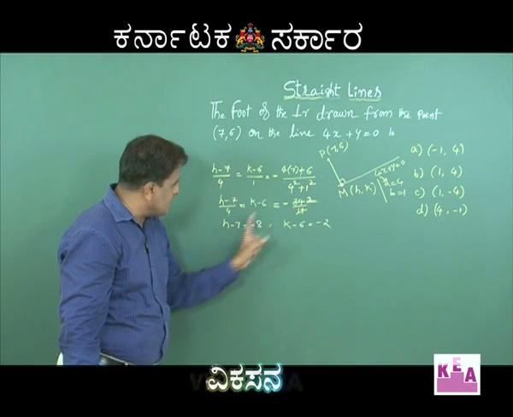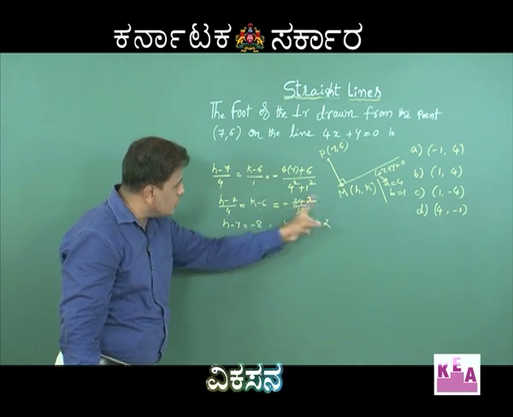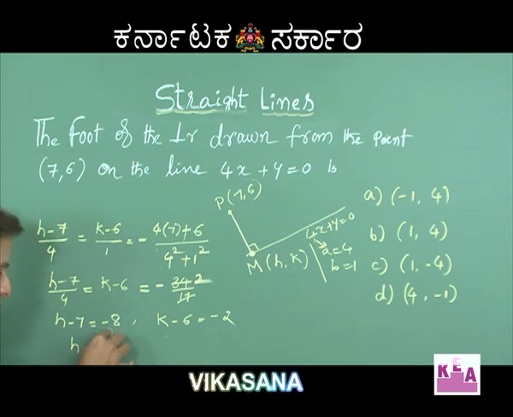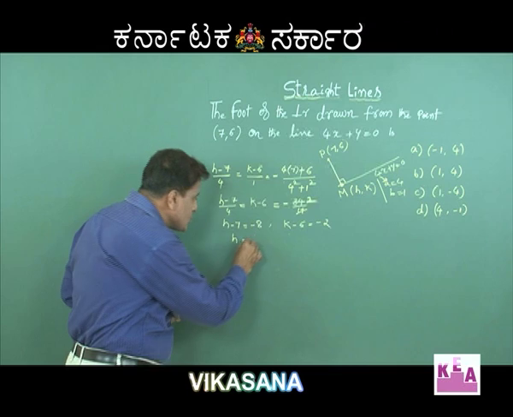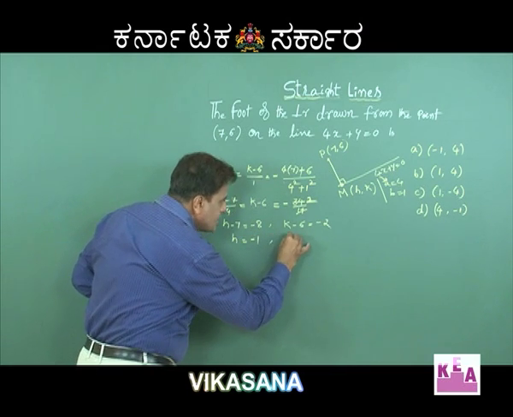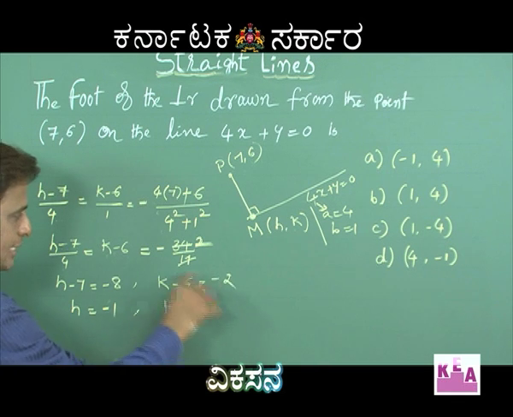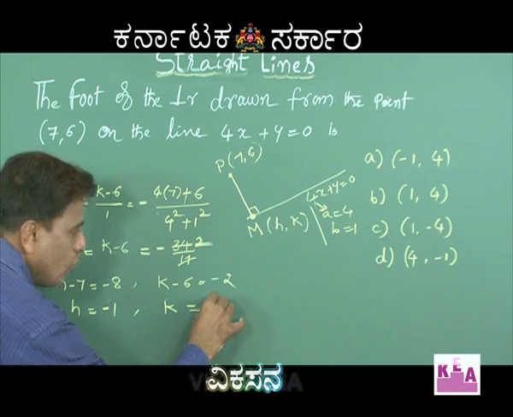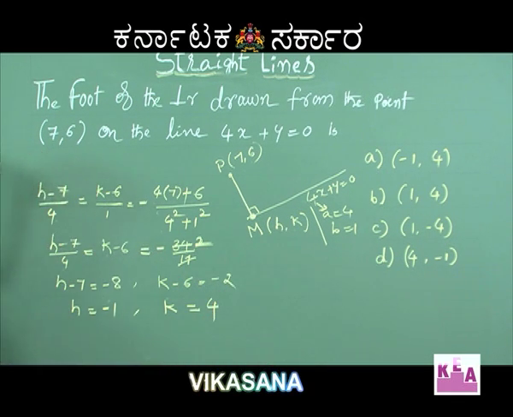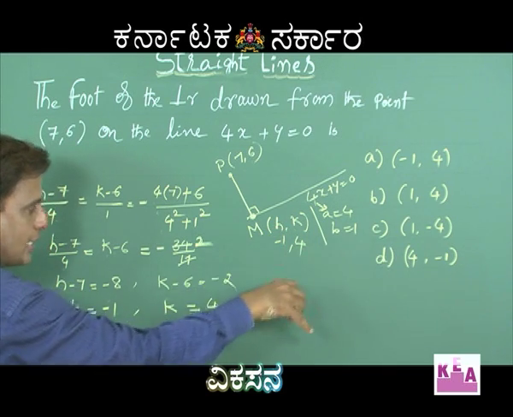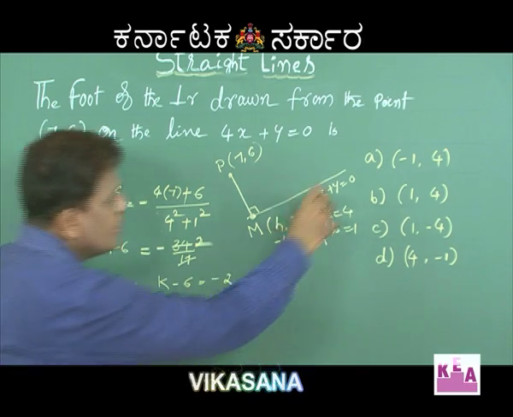Again I will repeat this step, h minus 7 is equal to minus 8, k minus 6 is equal to minus 2, therefore h is equal to minus 8 plus 7, that is minus 1, and k is equal to minus 2 plus 6, which is equal to 4. The coordinates are minus 1 and 4. The right option is A.